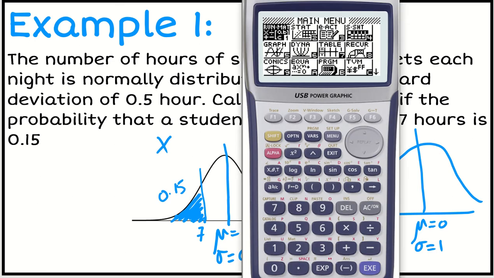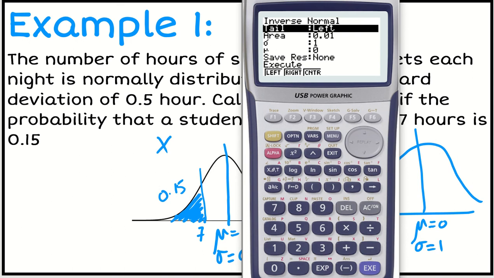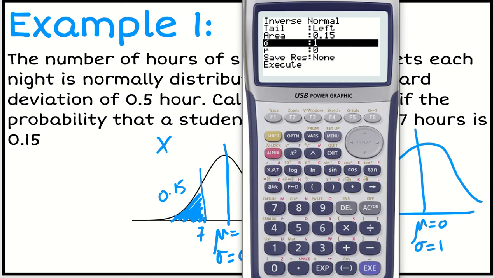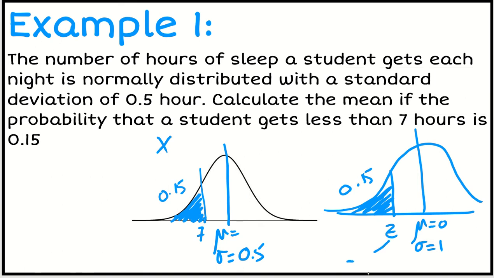Okay, so what we want to do now is jump into our graphics calculator, and we are going to go into stats mode, and we're going to do our distribution, normal distribution, and we want to do the inverse normal. For this, the tail that we've shaded is the tail on the left hand side, so that's good. The area is 0.15, so 15%, and we've got a standard deviation of 1 and a mean of 0. So that is going to give us a Z value of negative 1.036. So I'm going to write that on here.